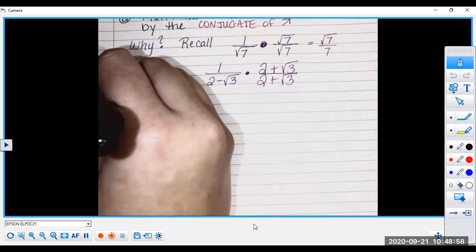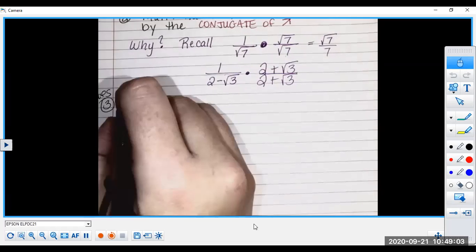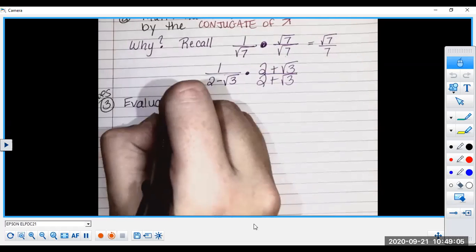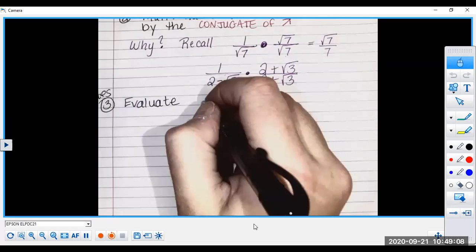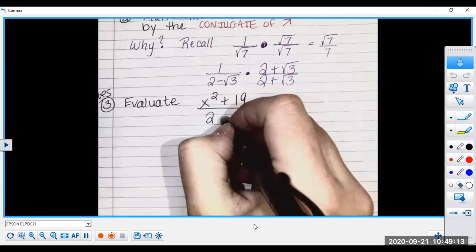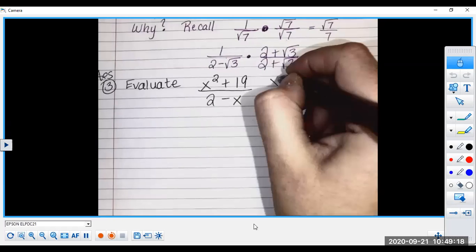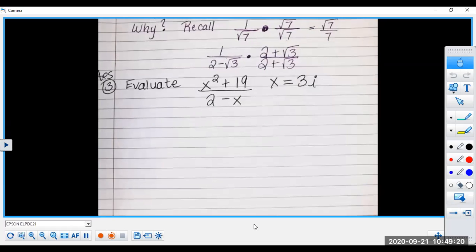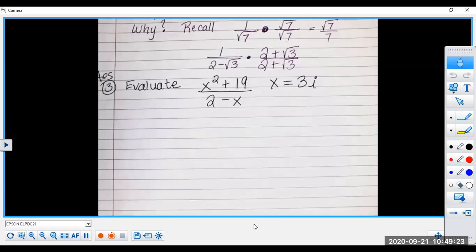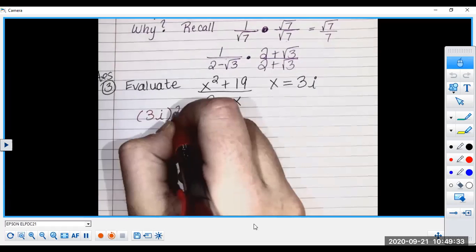This is going back to number 3 in your notes. It says evaluate, and it gives you x squared plus 19 over 2 minus x, and it tells you that x is 3i. So take 3i and plug in everywhere you see x.